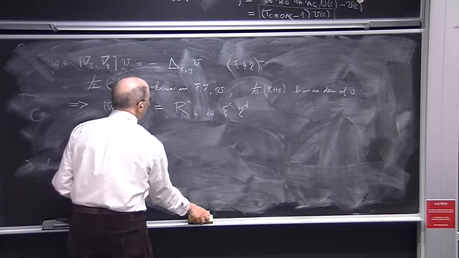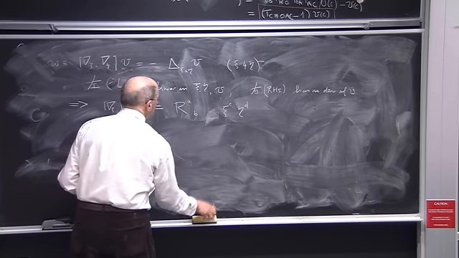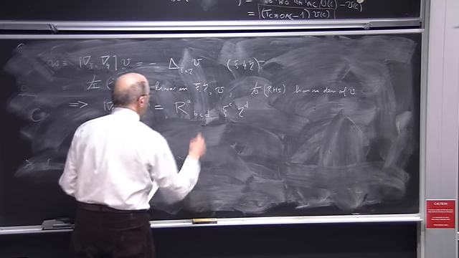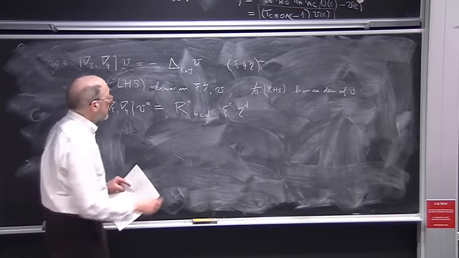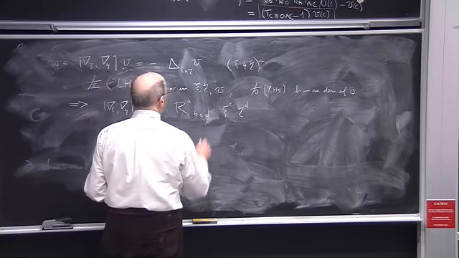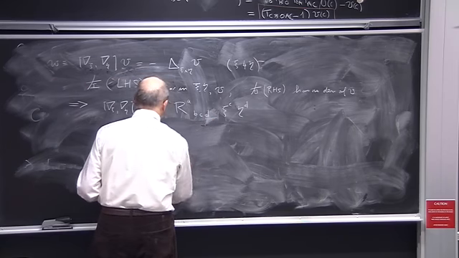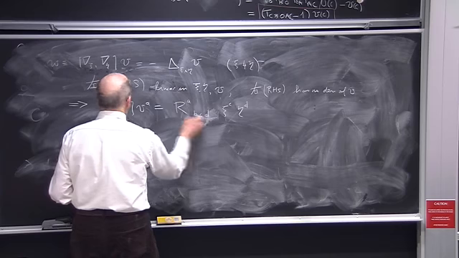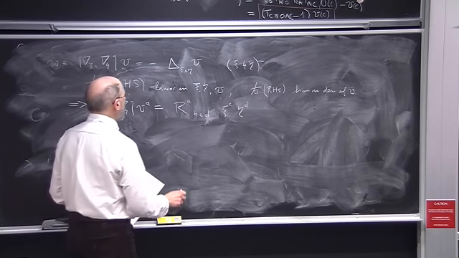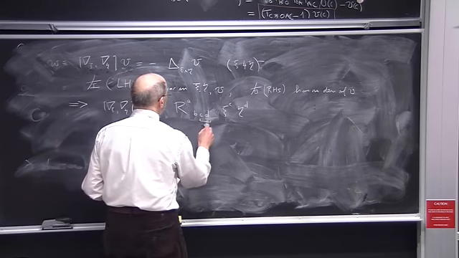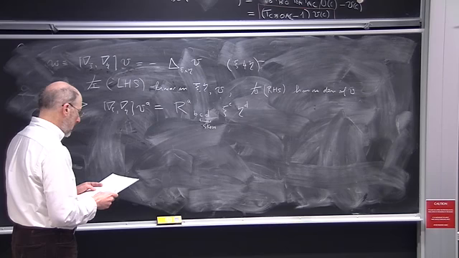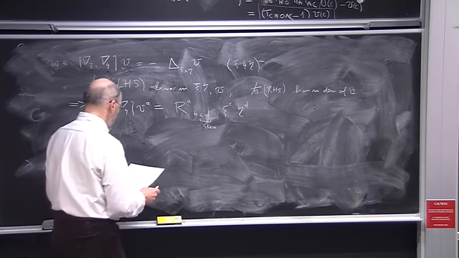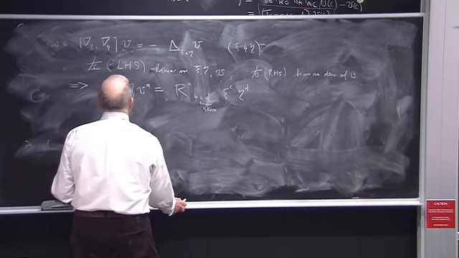So it must take this form, whether or not it was symmetric, for some tensor R, A, B, C, D. And if we take into account the antisymmetry in Xi and eta, then we also learn that this tensor is antisymmetric in C and D. Okay.